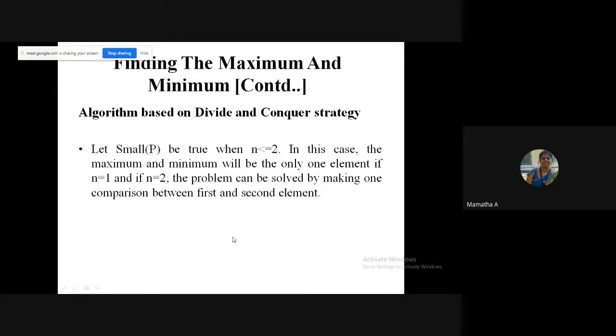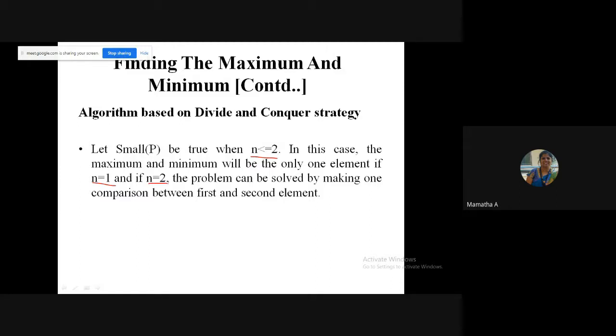If there are two elements in the array, what will you do? There are two elements. One comparison, because I need not divide. Two elements are there, I'll do one comparison. Okay, which is min, which is max. Directly I'll get to know. So now the smaller input for me here is when n is less than or equal to 2. That is, when n equals 1, I will find that the same element is my max and min.